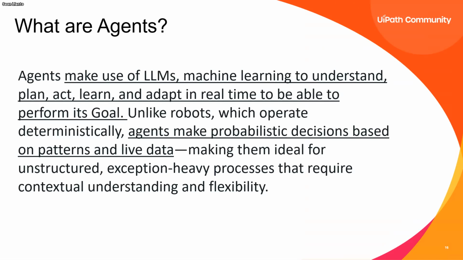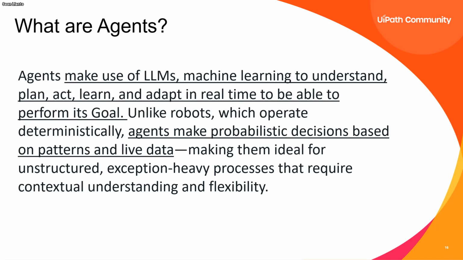So I've spoken a lot about things there, but what are agents really, right? When someone asks you about agents, agents are advanced robots. In the UiPath training, it says they're still robots, but agents are advanced robots that make use of LLMs, that make use of machine learning models to be able to plan, act, and learn, as well as adapt, to be able to perform their goal.